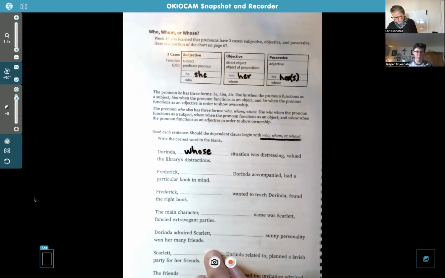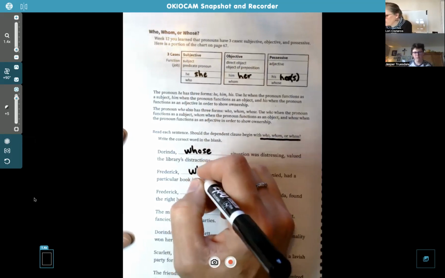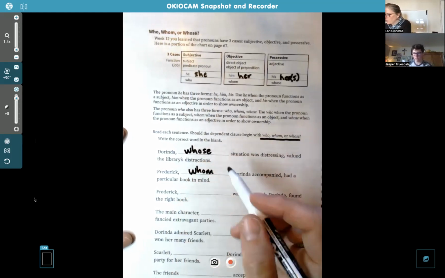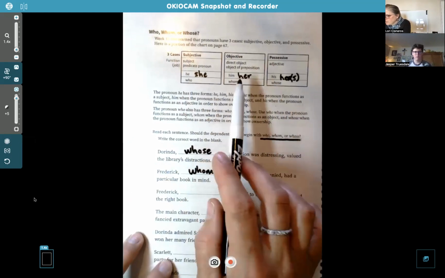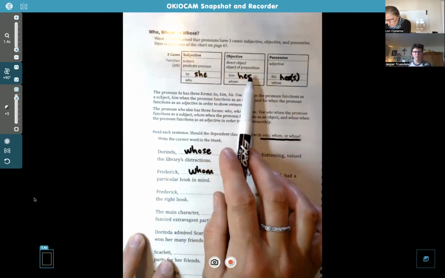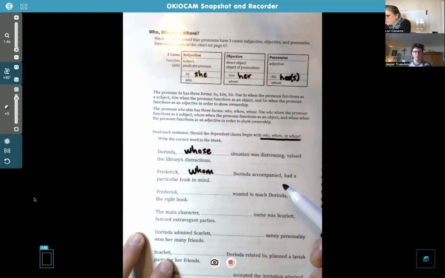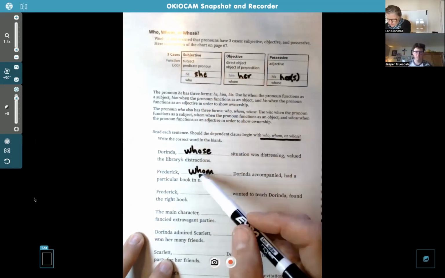Is it whom? Try it with whom, see how it sounds. "Frederick, whom Dorinda accompanied, had a particular book in mind." Yeah, and so that one sounds the best. That's the easiest way to determine which one. And then whom can be replaced with him or her. So basically, Dorinda accompanied him.